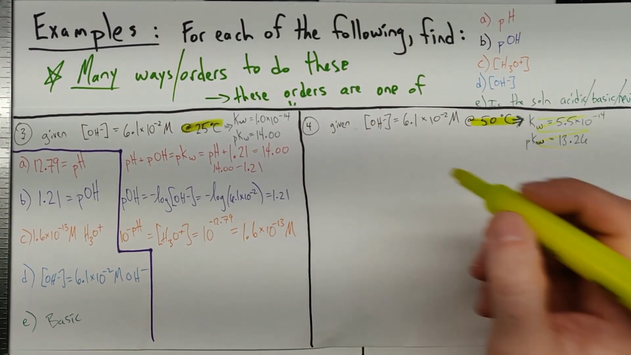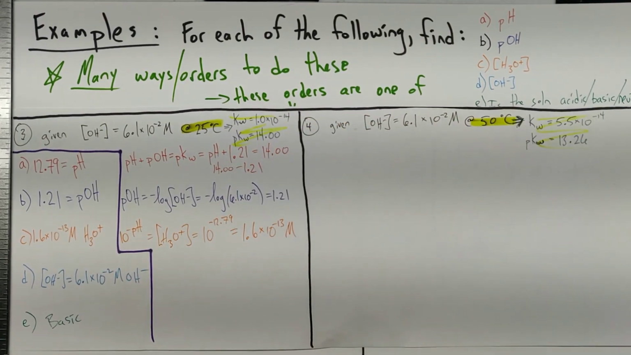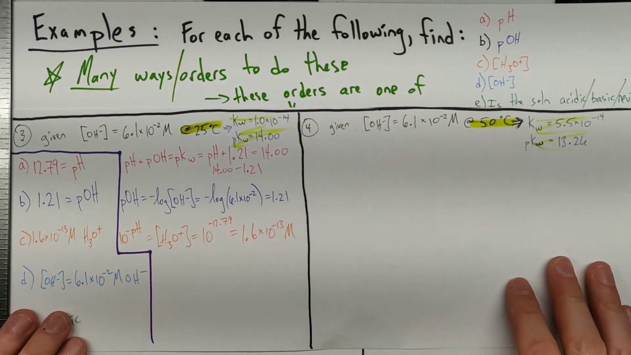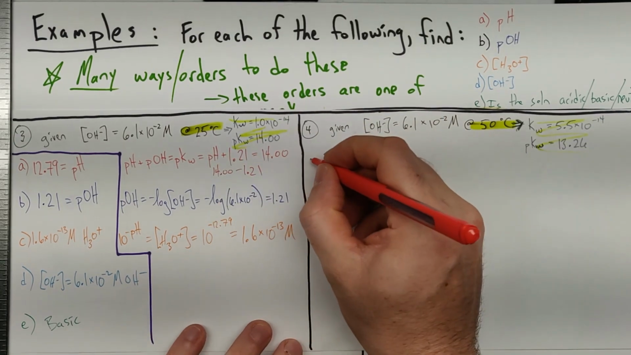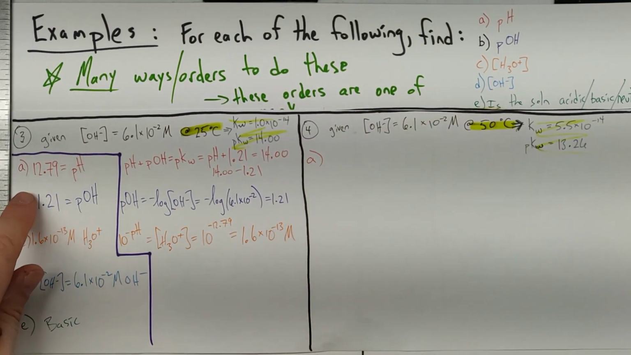which means these K values are different. You'd have to be given those K values or be given a table from which you could get those K values. But other than that, our basic setup is going to be the same. We're going to have to deal with part A.